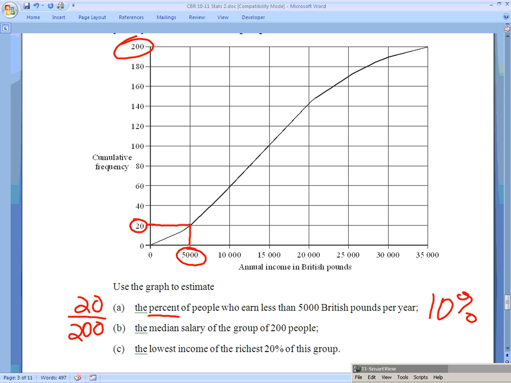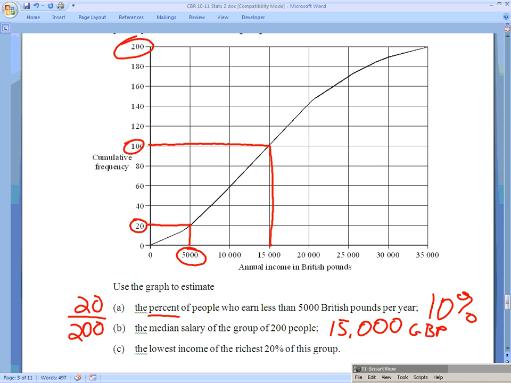Now it asks for the median. Well, we have 200 people in this study. If I listed them all, put them in a line from the smallest earner to the largest earner, where would the median be? It would be right in the middle, around the 100th piece of data. So I take that 100, I follow it over to see what actual income that 100th person would have made, and it's about 15,000 British pounds.